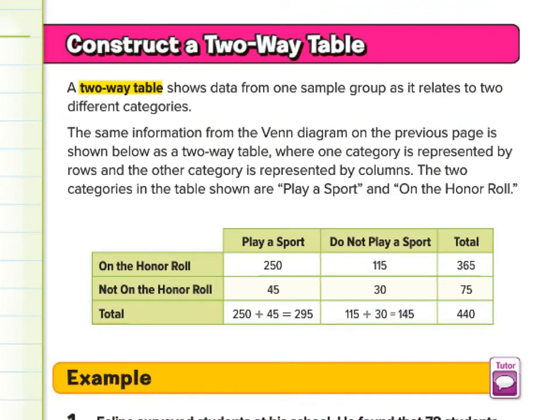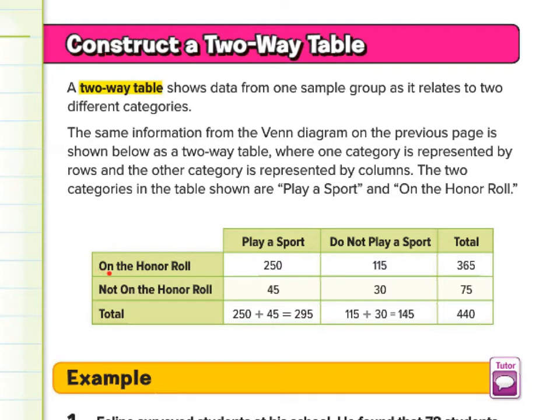And that leads us into one of our key points for the day. We're going to talk about two-way tables. So, constructing a two-way table. What is it? A two-way table shows data from one sample group as it relates to two different categories. The same information from the Venn diagram on the previous page is shown below as a two-way table, where one category is represented by rows and the other category is represented by columns. The two categories in the table shown are play a sport and on the honor roll.